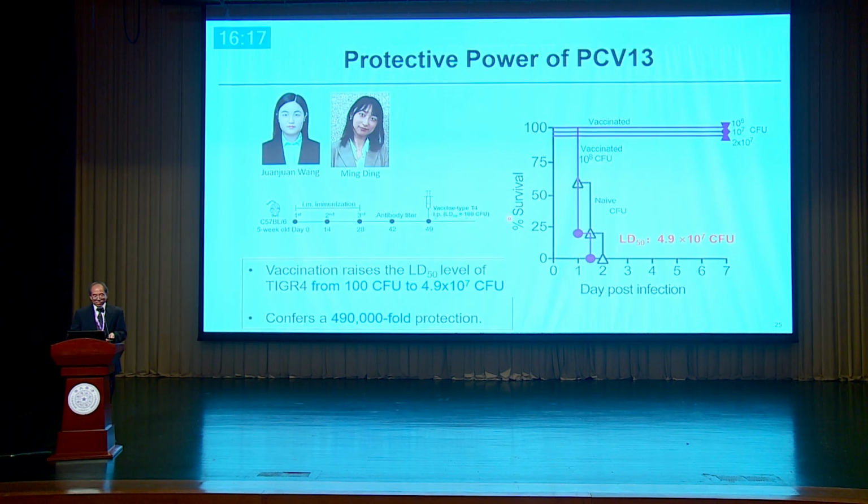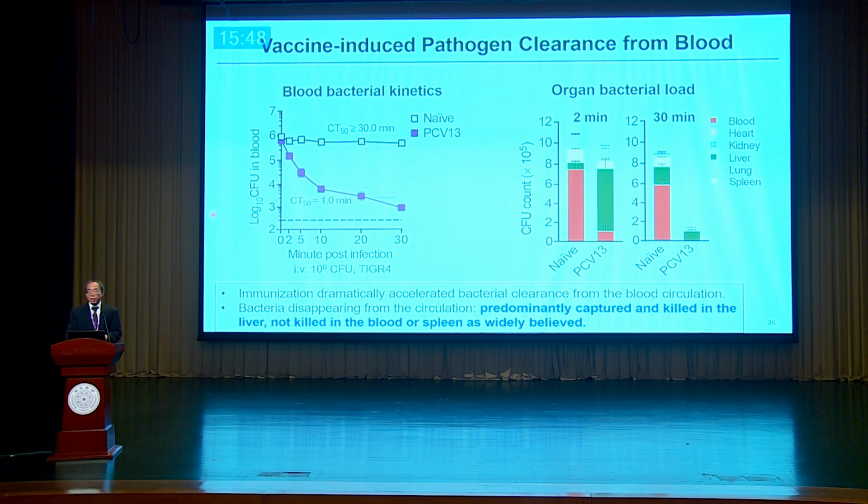Okay. So first we used the mouse model to test how good the conjugated vaccine is in mice. It's very powerful, and it offers almost 500,000-fold protection. This is the best protection I have ever seen in my life in terms of vaccine potency. Okay, so how does that happen?